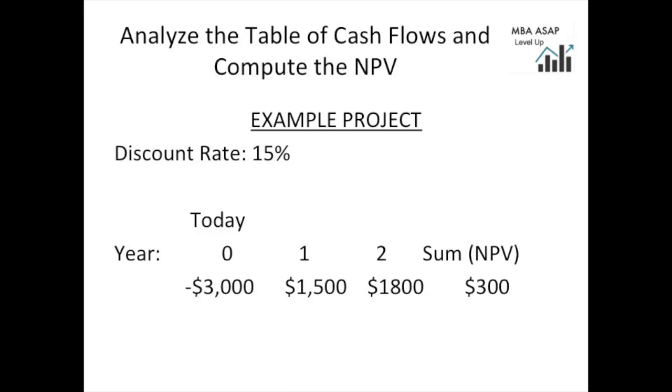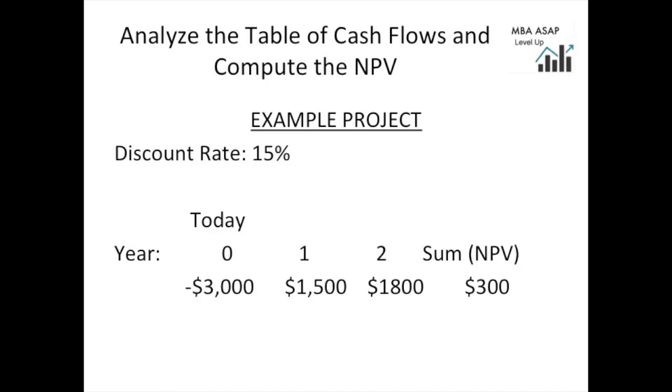If we just sum up those cash flows, it's a minus $3,000 because it's a cost, right? So there's a minus in front of that, plus the $1,500 coming in year one and the $1,800 coming in year two. If we add all those together, we get $3,000 minus $3,300, the $1,500 plus the $1,800. The net answer is $300 positive, right? This project is generating cash. It's profitable. The money coming in is bigger than the money going out.